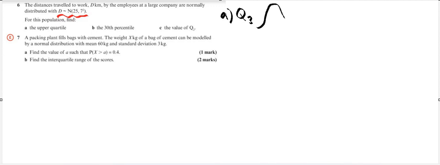Right, now, if we draw our bell curve, we know that right in the middle will be the median or the mean. That's quarter 2. We want the upper quartile, which is quarter 3, and our lower quartile is down there. Now, if I want the upper quartile, I want 3/4 of that data. So that's 0.75. So that's my area.